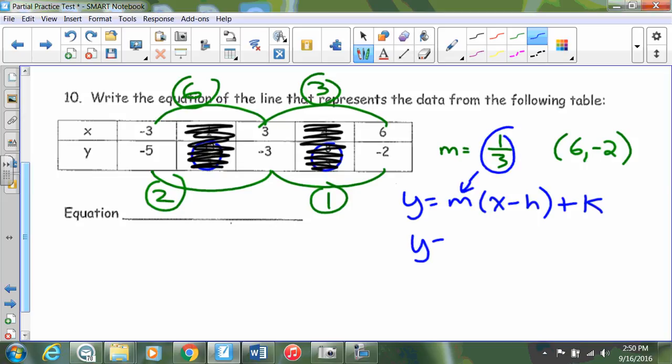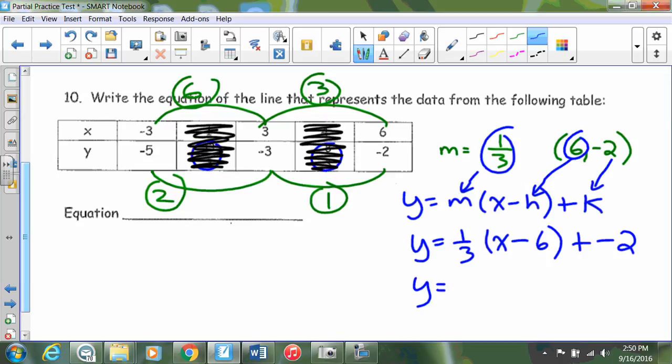So we've got y equals 1/3, x minus, and plus, oops, there I go again, plus a -2. I'll fix that on my next line. Let's go ahead and distribute. So we'll have 1/3 x. Then if you did 1/3 times a -6 in your calculator, you get a -2. And then instead of writing plus a -2, I'm just going to write -2.